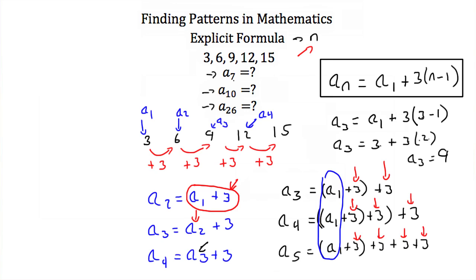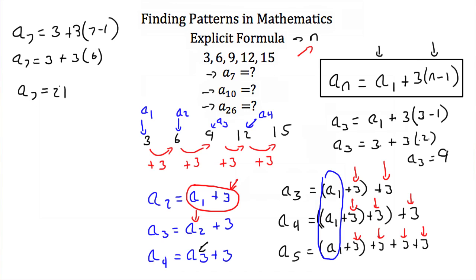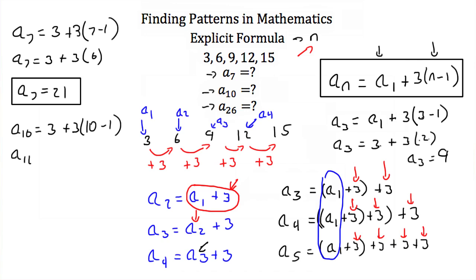Now if we want to find the 7th term, we just plug in 7 for n, and our first term, which is 3, for A1. So A7 is equal to 3, which is our first term, plus 3 times n, which is 7, minus 1. So A7 would be equal to 3 plus 3 times 6. 3 times 6 is 18. Add 3 and you'll find that A7 is equal to 21. If we want to find A10, or our 10th term, well, A10 is equal to our first term, which is 3, plus 3 times 10, the position of our term, minus 1. So A10 is equal to 3 plus 3 times 9. 3 times 9 is 27. Add 3. That means our 10th term is equal to 30.